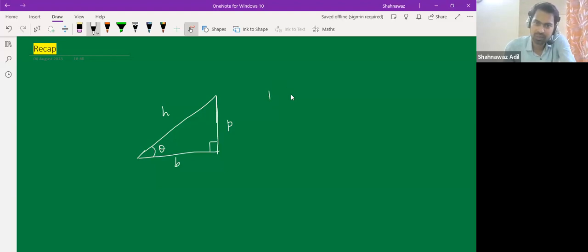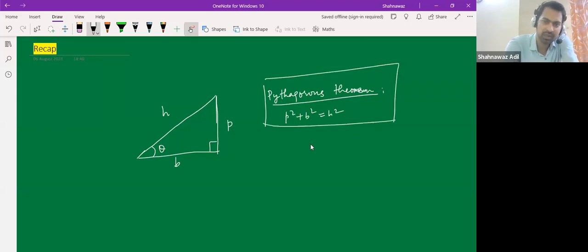So from the Pythagoras theorem, p square plus b square is h square. This we know from the Pythagoras theorem.